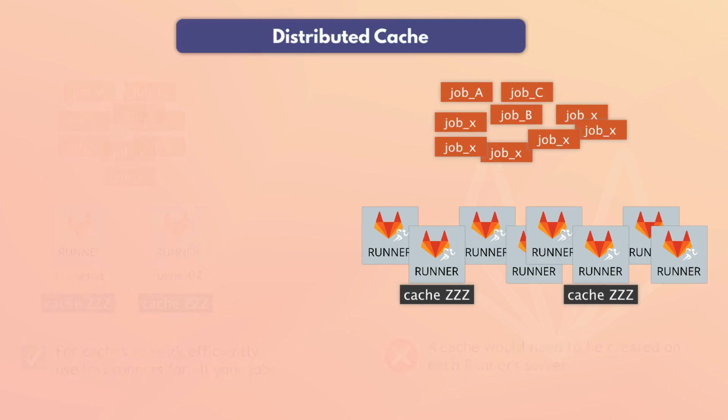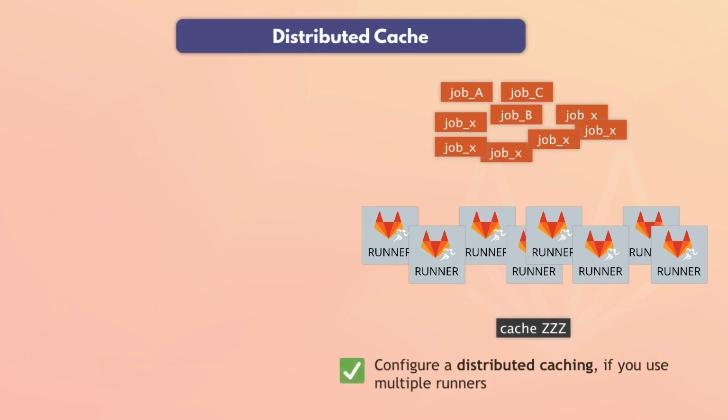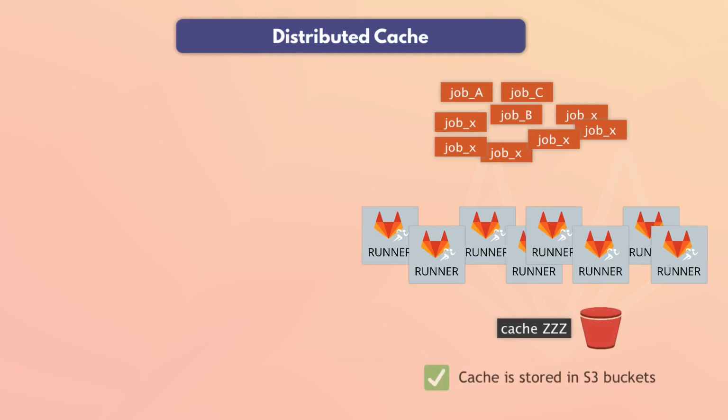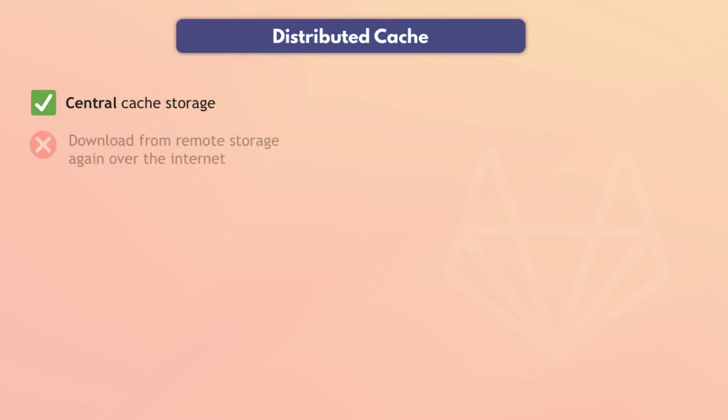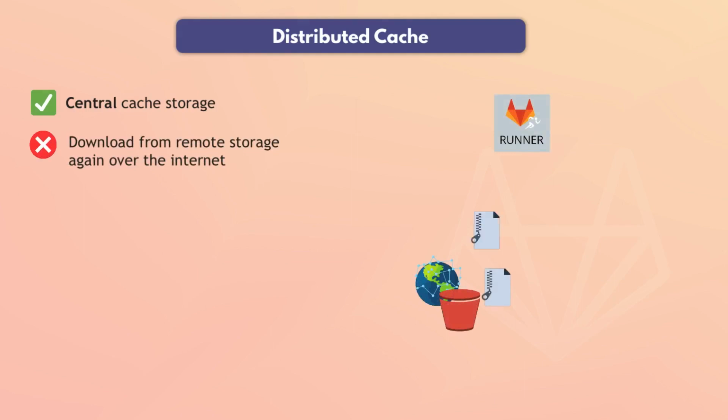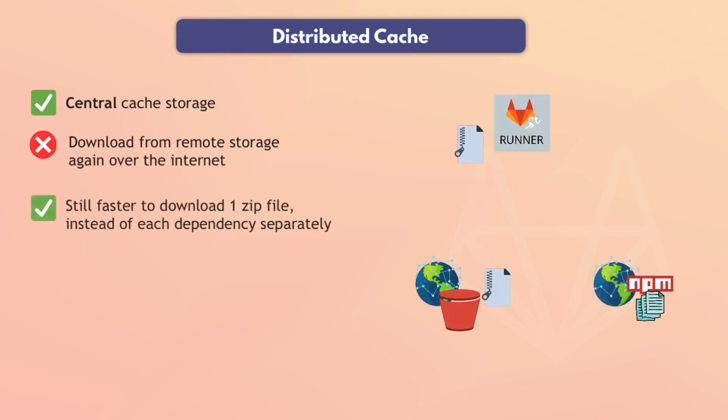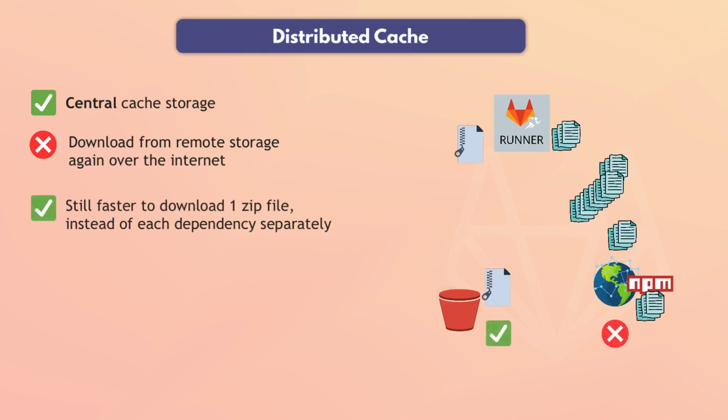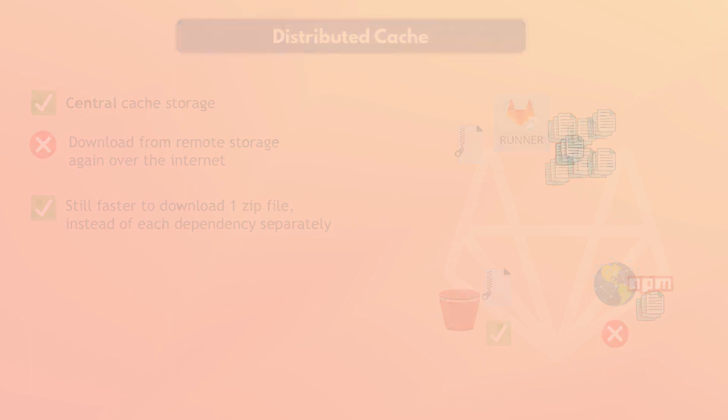So for that use case, you can also configure what's called a distributed cache storage, like an S3 bucket, for example, from where they will fetch the cache. So you can have a central cache storage for all your jobs, no matter on which runner they get executed. A downside of that is, of course, that you would need again to download that from this remote storage. So fetch that from internet. But it's still more efficient and faster to download a zip file of node modules and unzip it than install dependencies from scratch.